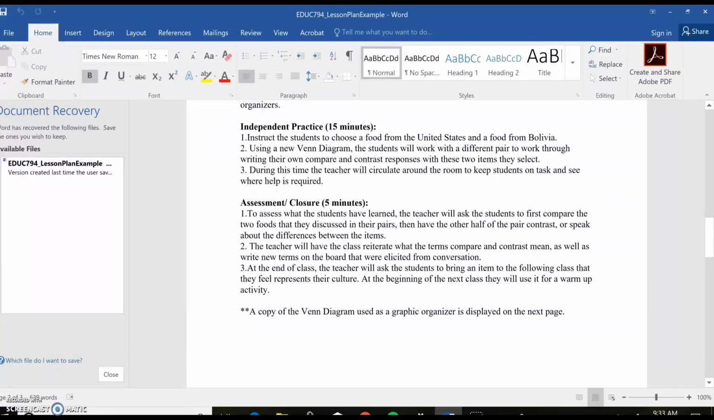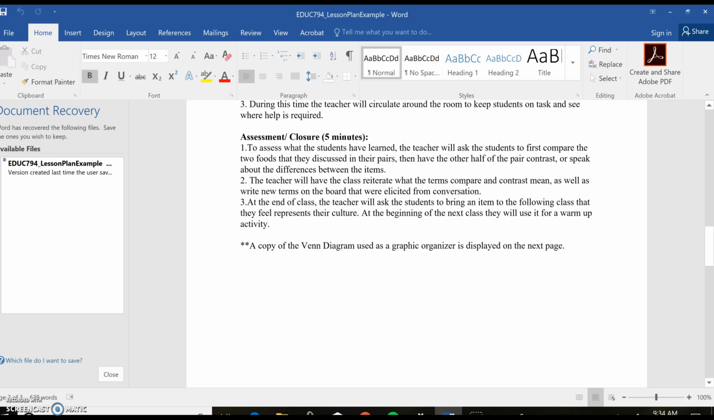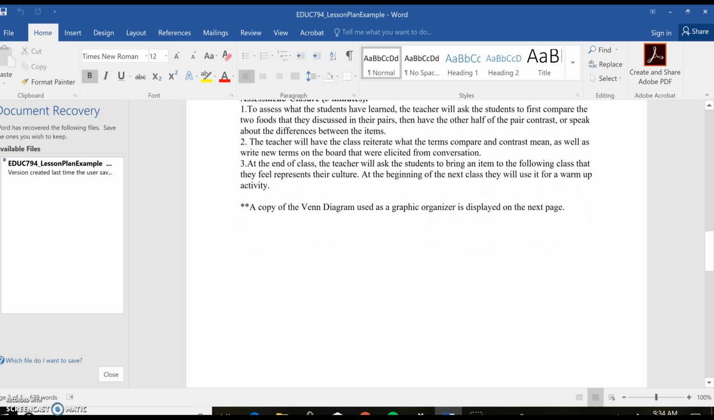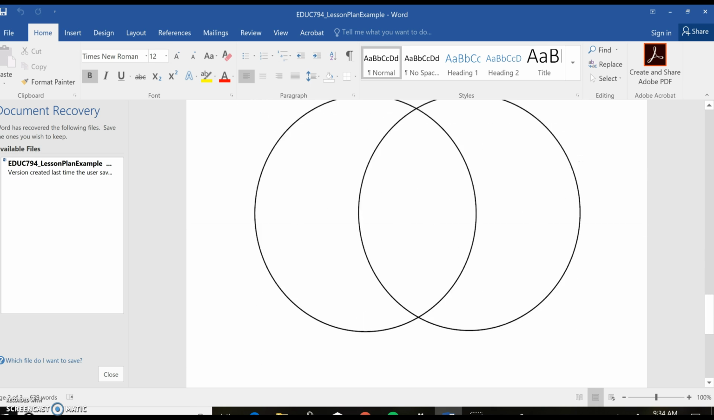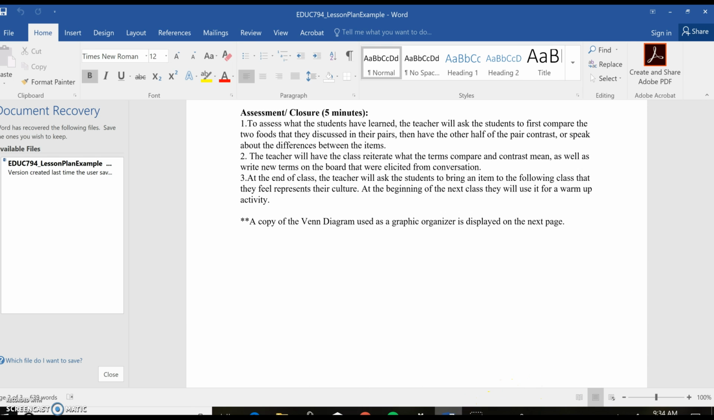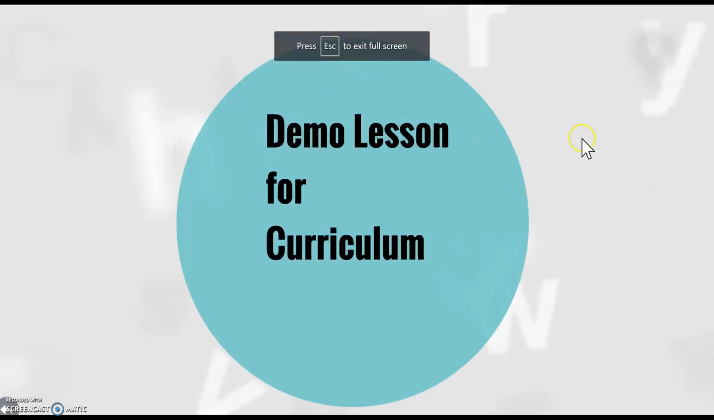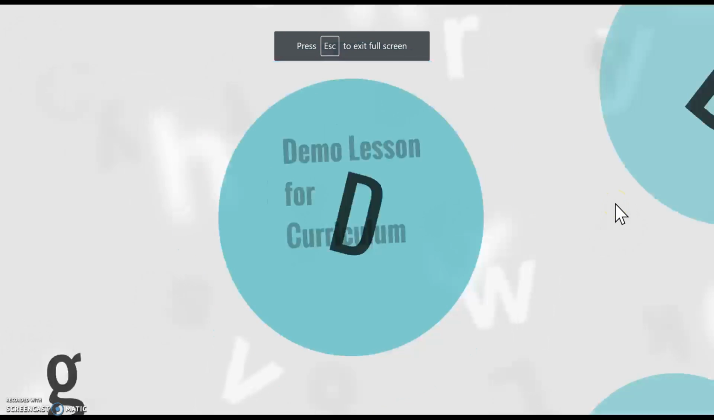So the students will be working independently to compare and contrast different foods from the United States and food from Bolivia. And after that, for assessment, I would have them do a think, pair, share, where they talk with a classmate and share what their differences and comparisons were throughout the process. And then this was the Venn diagram that they would use as a copy. And then that is the primary lesson that I would use.